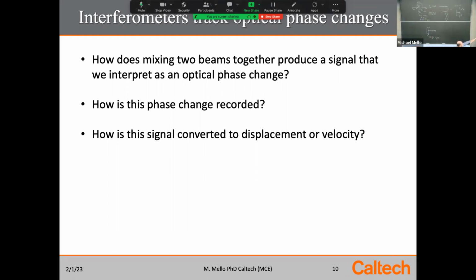How does mixing two beams together in this way produce a signal that we interpret as an optical phase change? Because that's what interferometers do. And then how is this phase change recorded? Like, how do we actually record such a signal? And then how is it converted to displacement or velocity? Those are the three questions that we're really trying to drive toward.